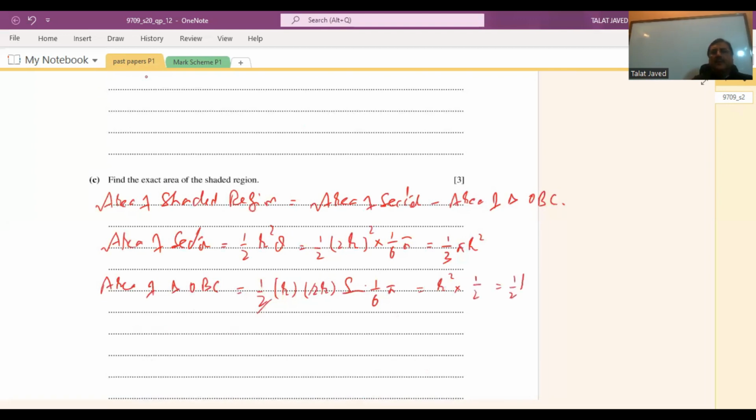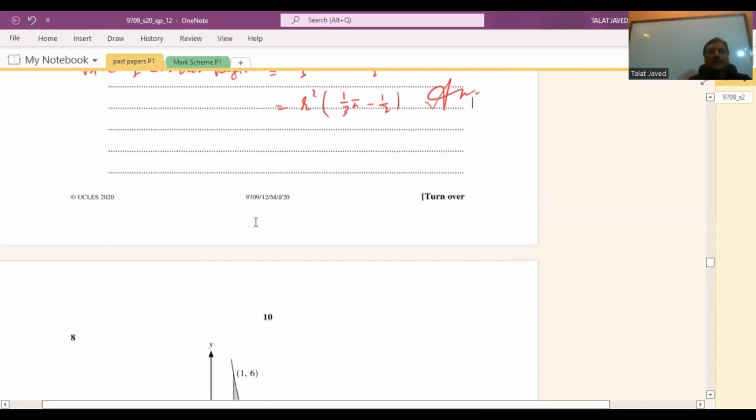So area is 1 over 2 r squared. Area of the shaded region: area of sector is 1 over 3 pi r squared, and the area of triangle is 1 over 2 r squared. Taking r squared common, this will be 1 over 3 pi minus 1 by 2. This is the circular medium.